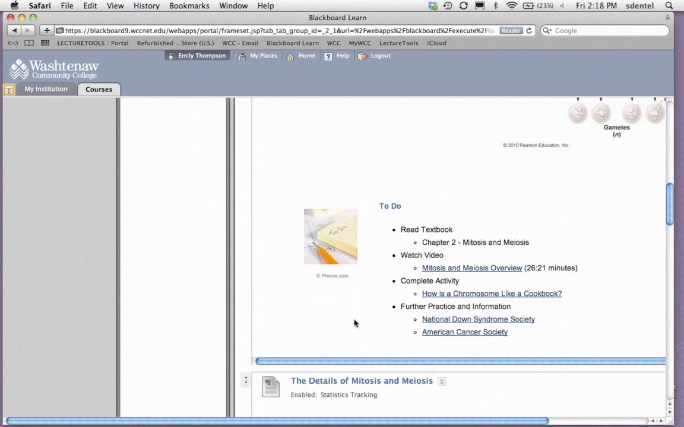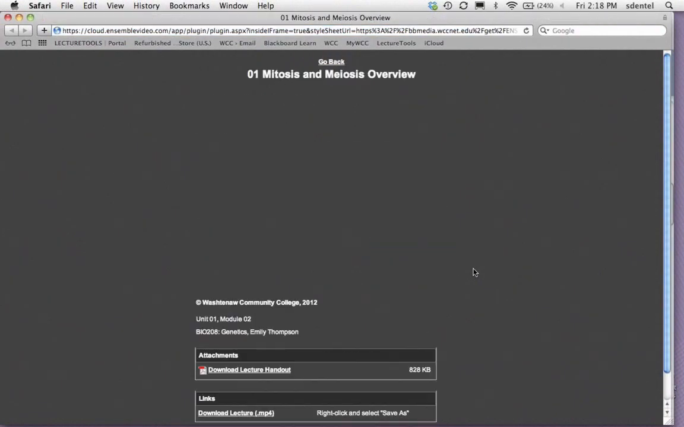I'm going to scroll down here. This is the to-do list of what the students are expected to learn. This is the to-do list. That is what the students are expected to complete by the end of the unit here. And we're going to look at the video that they're asked to watch. This is one that I have worked to create. Students are able to download their lecture handout.